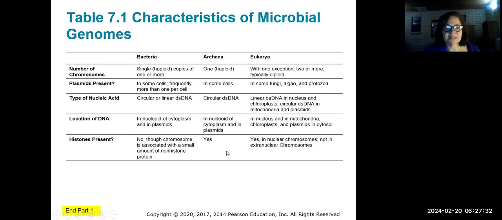And then finally, whether histones are present or not: everybody has histones except for the bacteria. It's still not by itself. There are still some proteins involved, but they're not exactly histones.